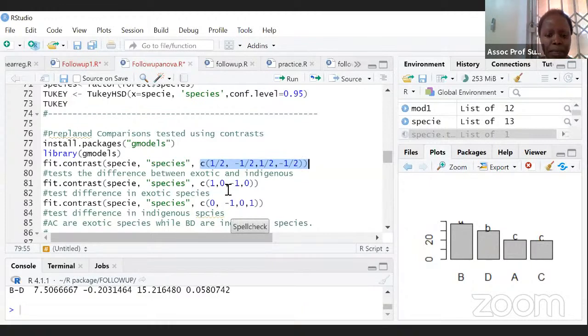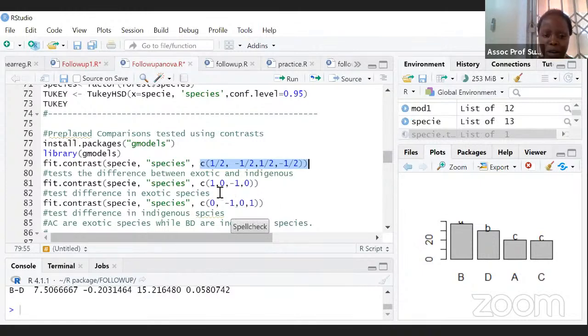Now, here in the second part, I'm only concerned with exotic species. Although species has A, B, C and D, B and D is awarded 0 because they are indigenous species. And the exotics, they are the only ones I'm concerned with. So I'm looking at the average growth rate of the exotics only. In the last fit statement, I'm concerned with B and D, which are my indigenous species. That's why I'm assigning -1 and +1. When I add those coefficients, I get a 0.